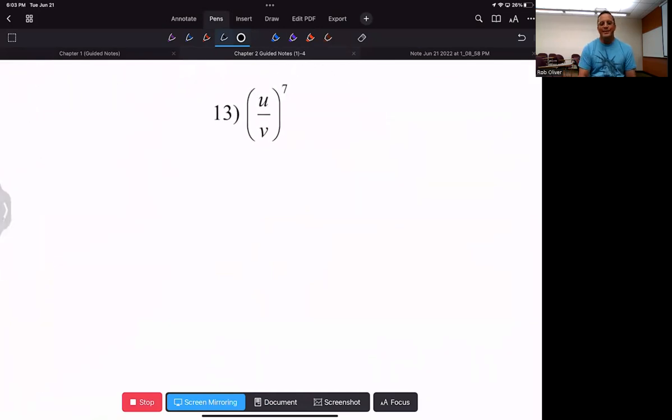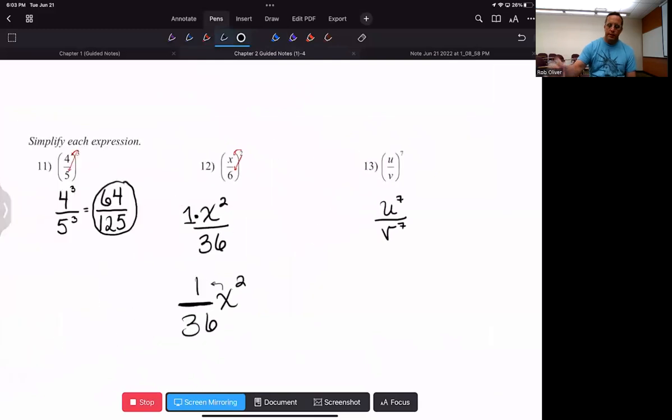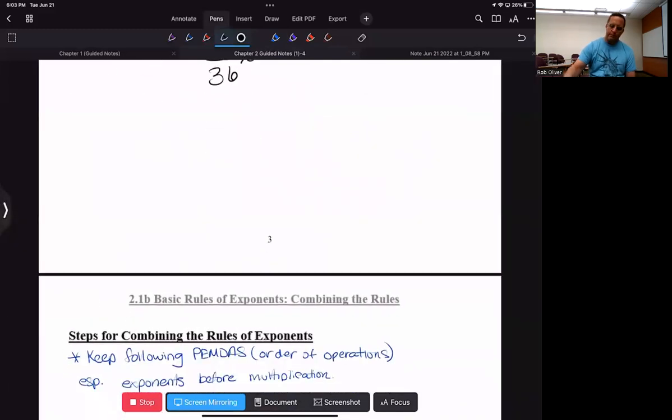All right, and number 13 is pretty easy. You're just going to apply that 7 to everything. That's it. So u to the 7th and b to the 7th. That's all you have to do on that one.